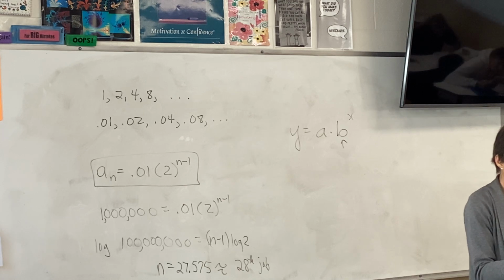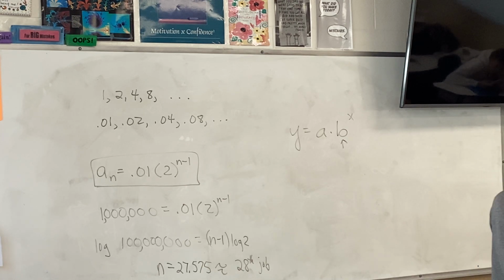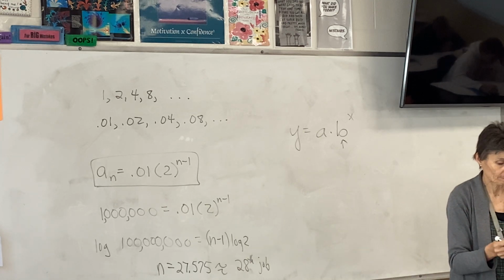You deposit money into an account that pays 4% interest. Growth, and what's your ratio? What's your base? 1.04, because it's growing. It's growing 4% additional, 1.04.